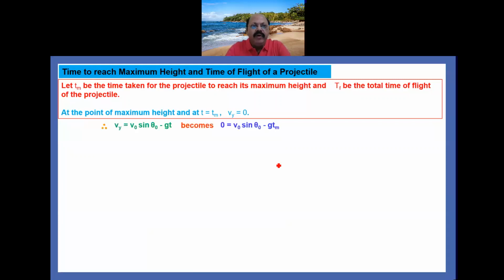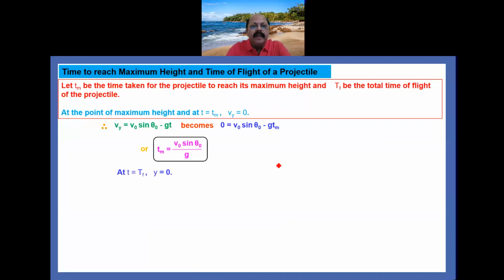So you apply the formula Vy equal to V naught sine theta naught minus g t, and Vy at the maximum height is 0. So 0 equal to V naught sine theta naught minus g Tm, in place of t is Tm. So from here, the time to reach the maximum height, we get Tm equal to V naught sine theta naught upon g. This is the time to reach maximum height.